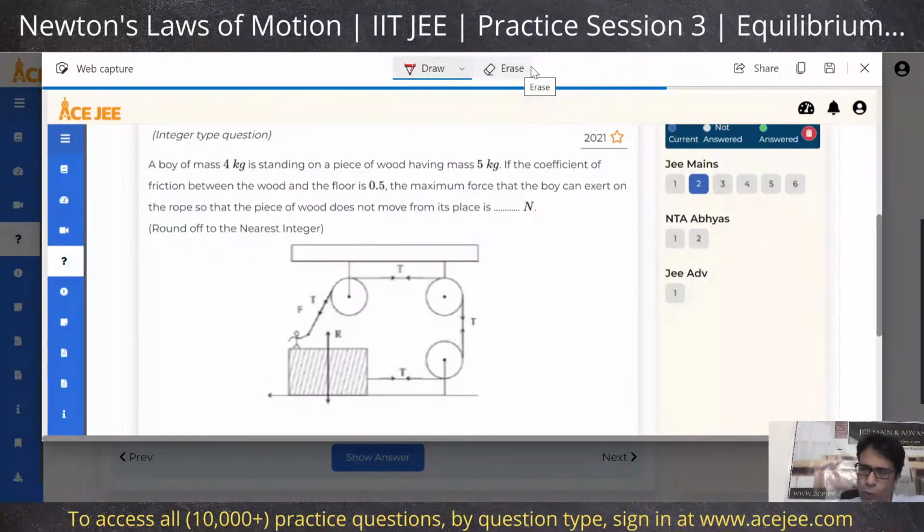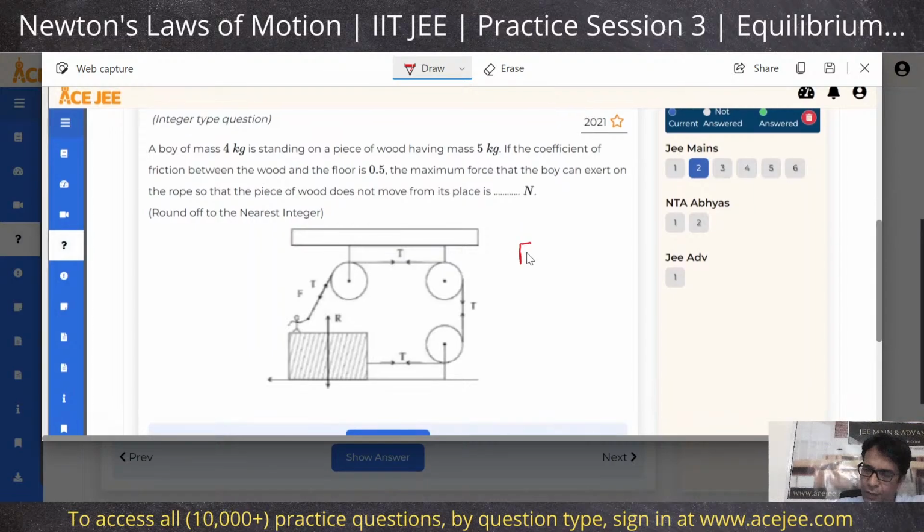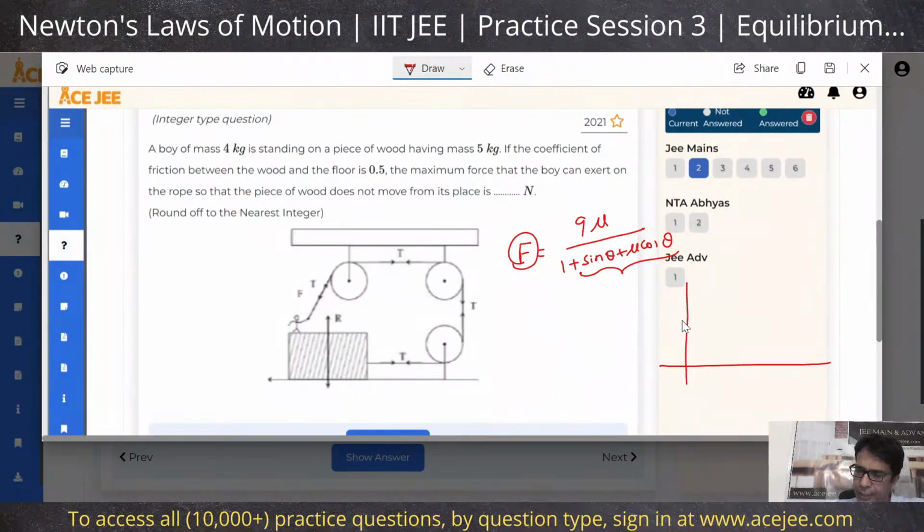So the equation we got was F is equal to mu mg over (1 plus sine theta plus mu cos theta). We said that this was the maximum force under the limiting conditions, right? Now we are trying to prove that this will be maximum when theta is 0. So at theta equals 0, sine theta plus mu cos theta is 0.5. At theta equals 90 degrees, this will be 1.